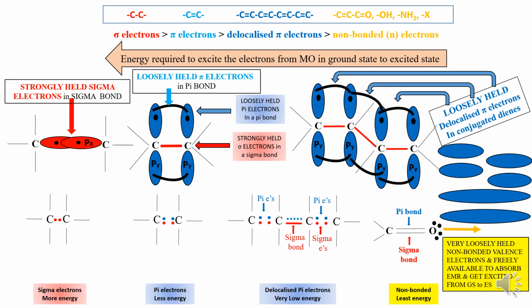And that is how you end up with this particular energy order. Sigma electrons require the highest energy to undergo excitation from the ground state to the excited state, while the non-bonded electrons that are freely available and loosely held require the least energy to undergo transition from the ground state to the excited state.